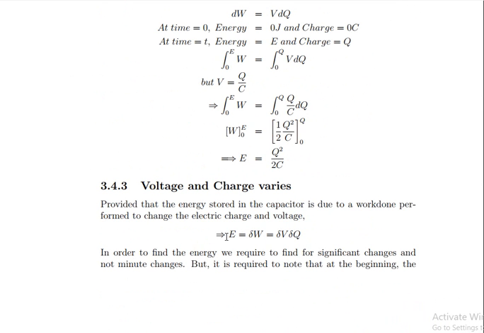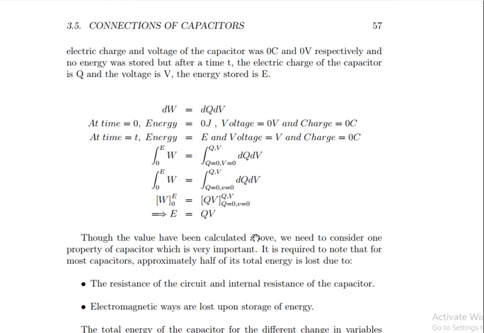Now, in the case when the charge and the voltage vary together, we are going to have dW equal to dQ dV, and the final formula is going to be QV. But this final formula QV is the total energy of the capacitor.